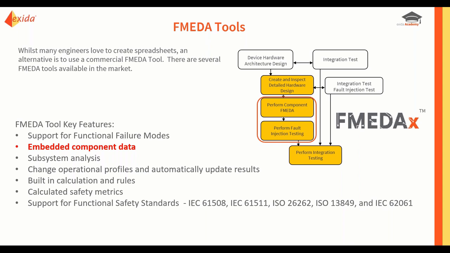So you might decide to look for a commercial tool that's available on the market. Some of the things to look for are support for functional failure modes, embedded component data, which I've mentioned a few times at this stage, is the CRD in our case, and the importance of having a field verified database, subsystem analysis, the ability to change operational profiles and automatically update your results. As I say, if you do a design for a particular 30 degree environment, cabinet, wall mounted, but then all of a sudden you need to change that to a lower or higher temperature, you need your results to update automatically.